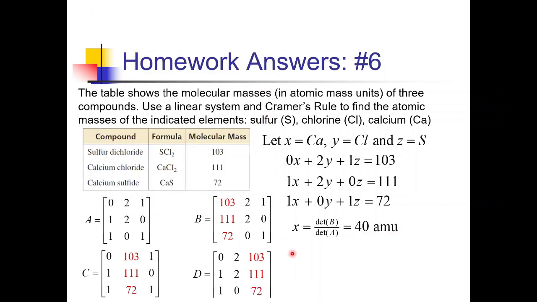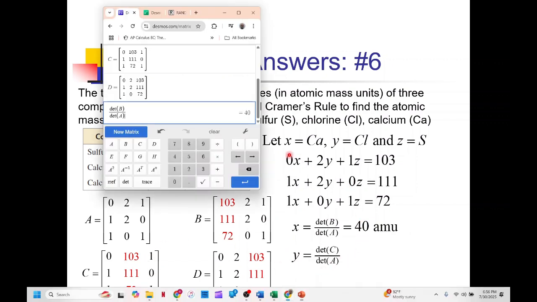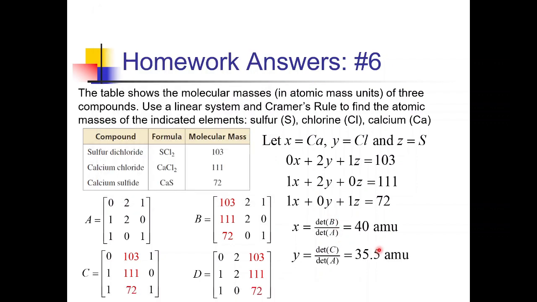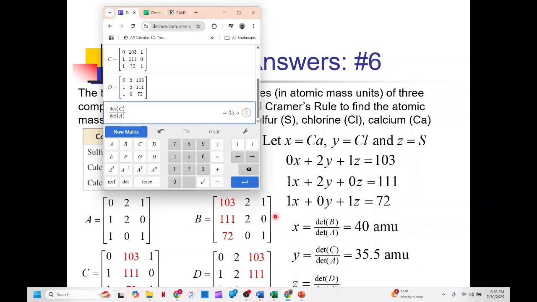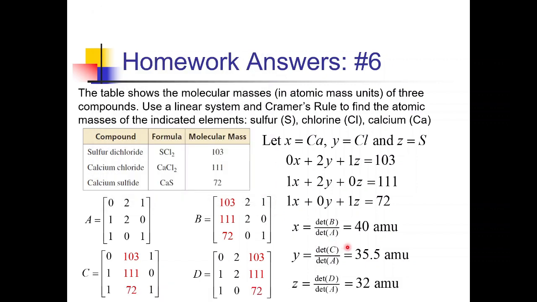And then for the Y, I need to do determinant of C over determinant of A. Back on Desmos, swapping out B for C gives us 35.5 AMUs. And finally, for the Z value, that's determinant of D over A. So back on Desmos, changing out the C for a D, we end up with 32 AMUs.